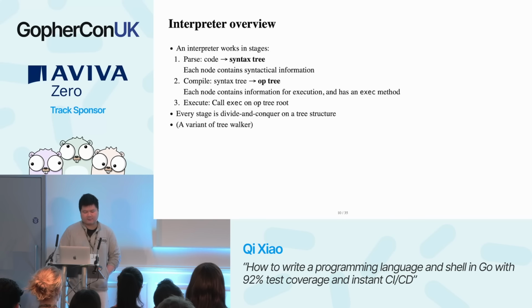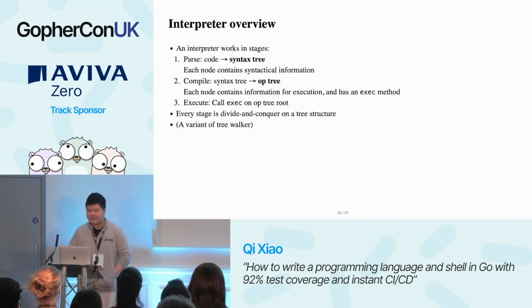And then Elvish also compiles that syntax tree to an op tree, op for operation. And each node now contains information on how to execute. And each node type also implements an exec method, for execute. So we're getting closer and closer from the source code to actual execution. And the execution stage is just calling exec on the root of the op tree.